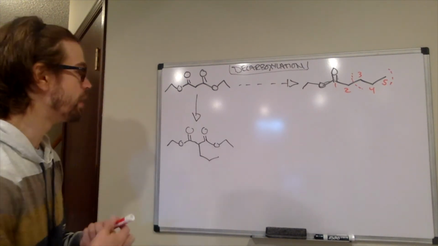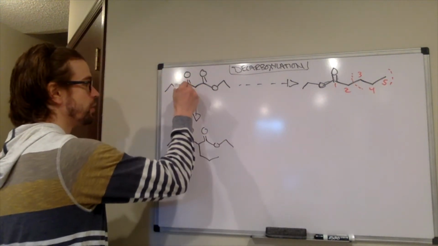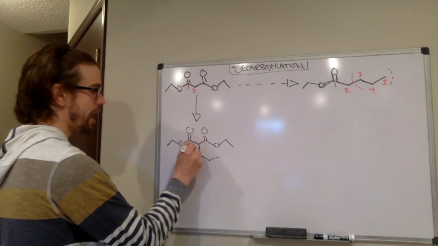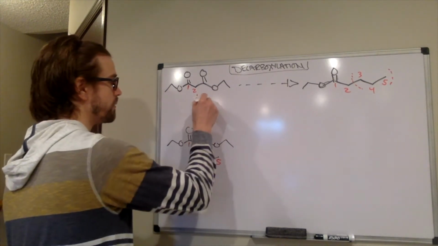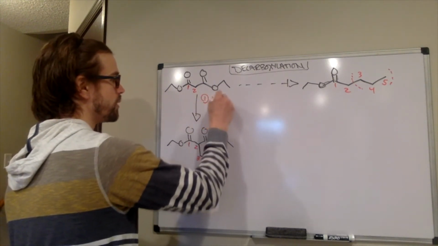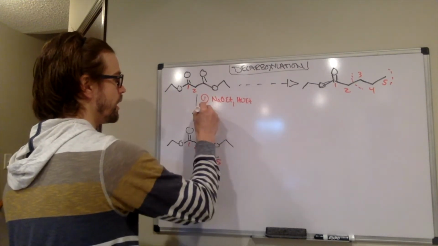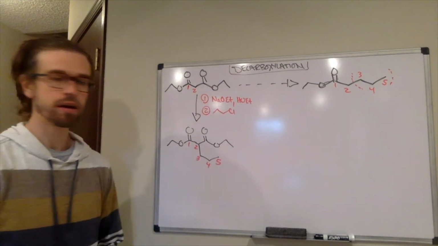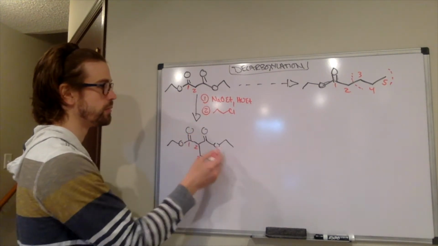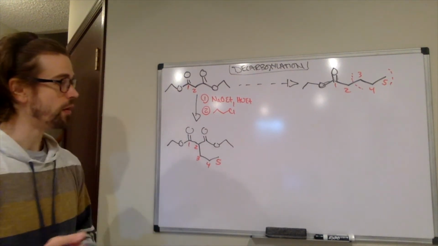So that being said, we said we want to have 5 carbons off of that ester. We start out with just 2 carbons. We added the rest of the carbons by first deprotonating with sodium ethoxide and ethanol. And then we added our alkyl halide, and that put the carbons 3, 4, and 5 onto that malonic ester. So what do we do now?